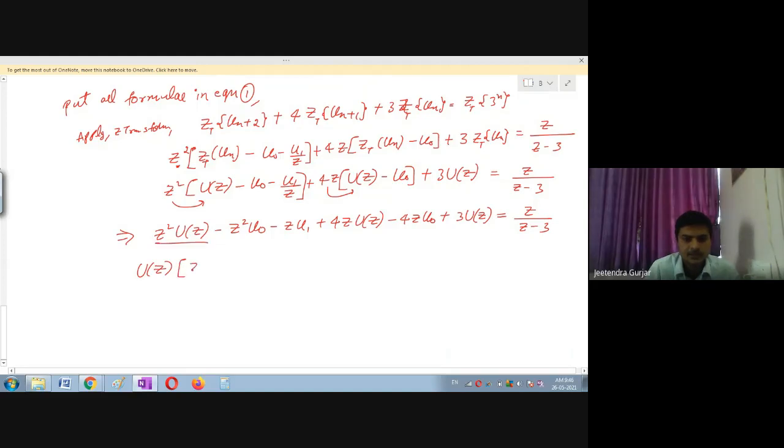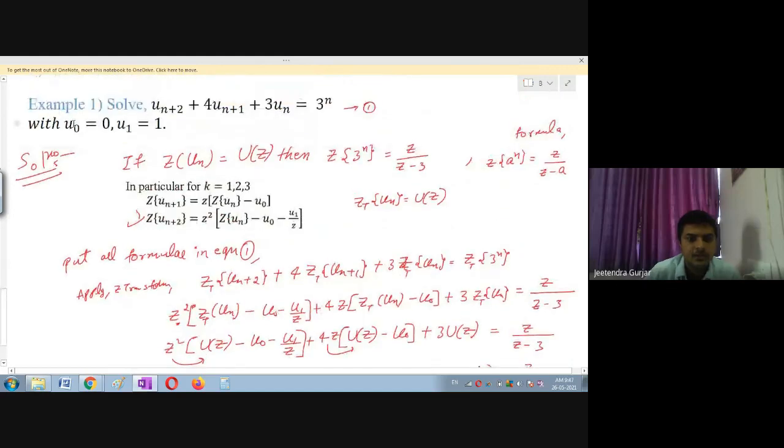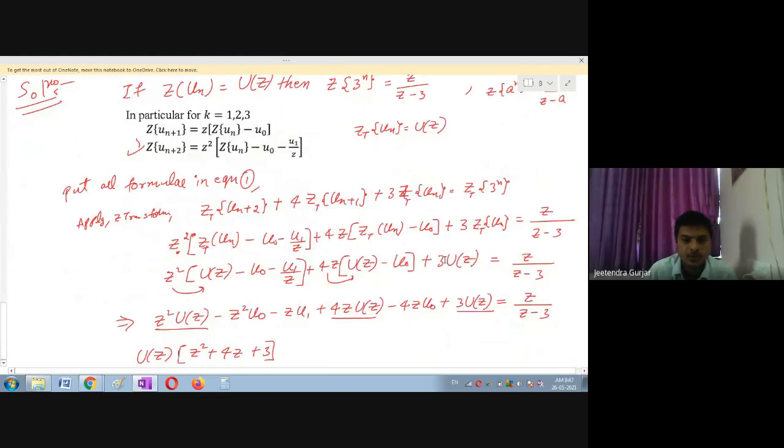So what all u of Z are there, I will collect it here. u of Z is outside, Z square will come, and here we have another term u of Z, outside, and here we have plus 3. So u of Z I have taken outside, inside the bracket Z square plus 4Z plus 3. Next, the remaining terms I will take outside. But please remember what they have given: u naught is equal to 0, u1 is equal to 1.